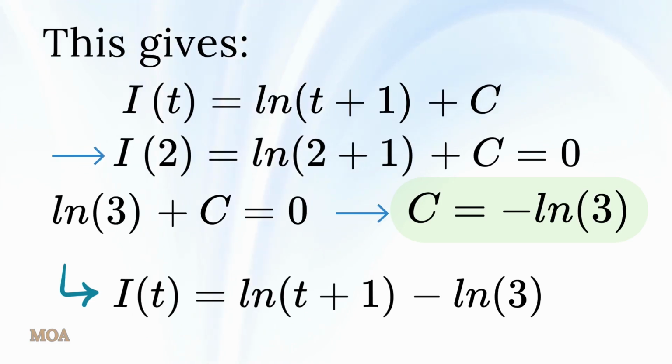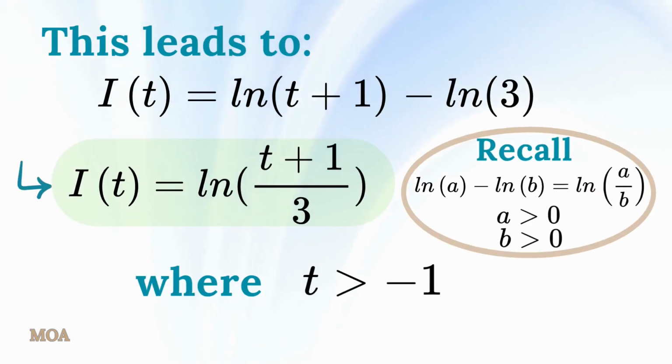Next, we substitute the constant c back into our general expression for I of t. This gives I of t equals the natural logarithm of the quantity t plus 1 minus the natural logarithm of 3. Applying the quotient rule for logarithms, we simplify this to I of t equals the natural logarithm of the quantity t plus 1 divided by 3, where t is strictly greater than -1.